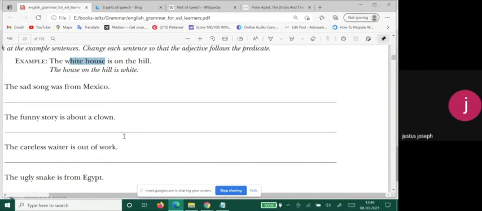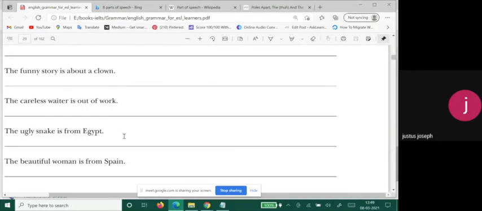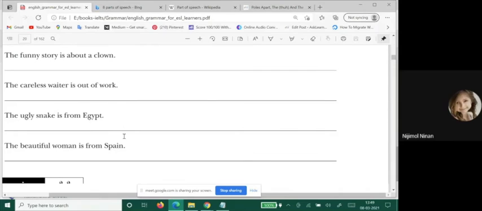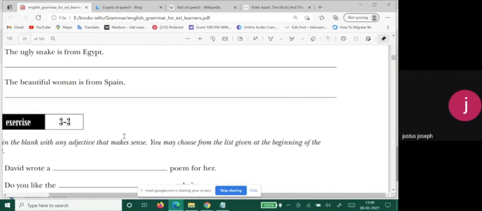Okay. The ugly snake is from Egypt. The beautiful woman is from Spain. The woman from Spain is beautiful. Okay.